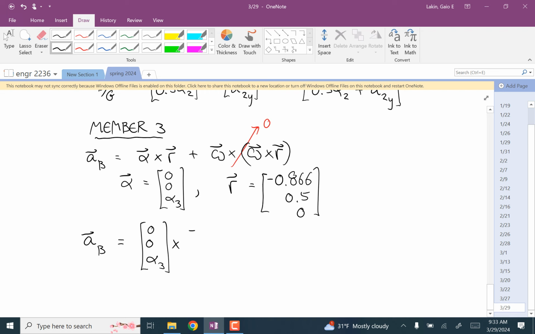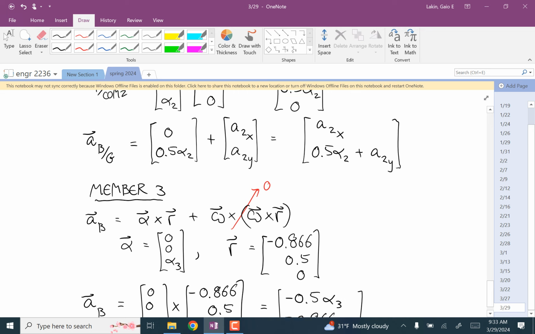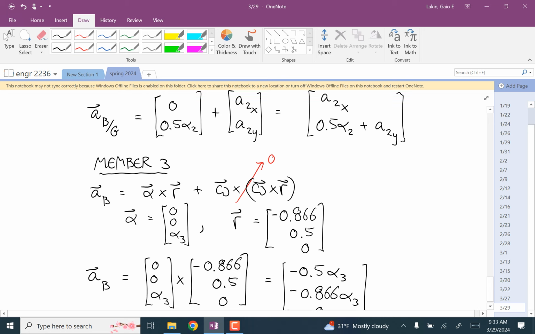Crossed with negative 0.866, positive 0.50, and that is positive 0.5 alpha 3. Nope, that's negative. And then negative 0.866 alpha 3. Everyone agree with that? And so now we'll set these two equal to each other.